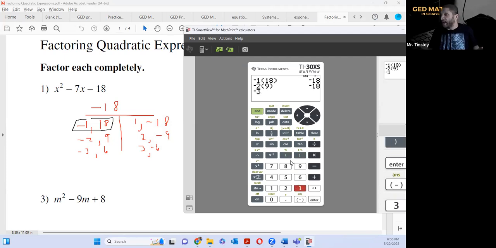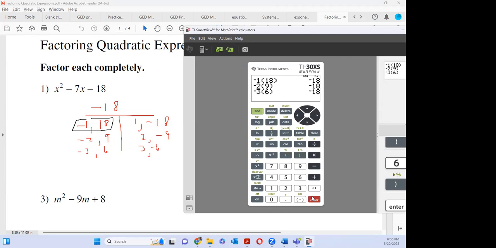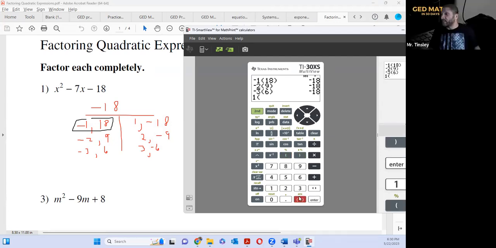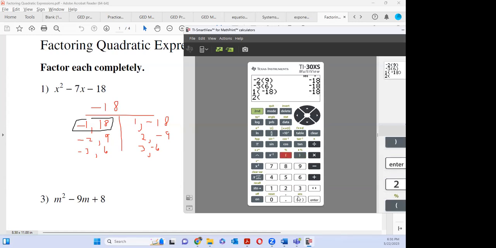Minus 18. Minus 3 times 6. What did I get? Negative 18. I'm going to go on the other side: 2 times negative 18. What did I get? Negative 18. 2 times negative 9.